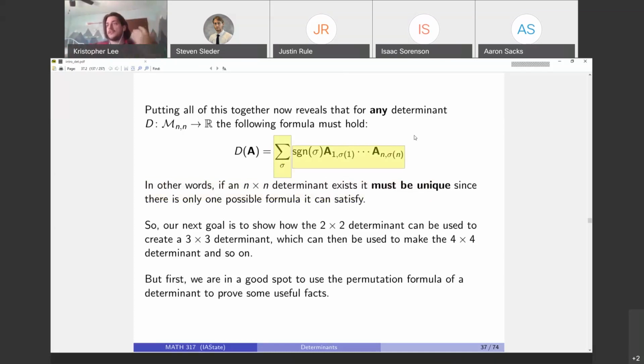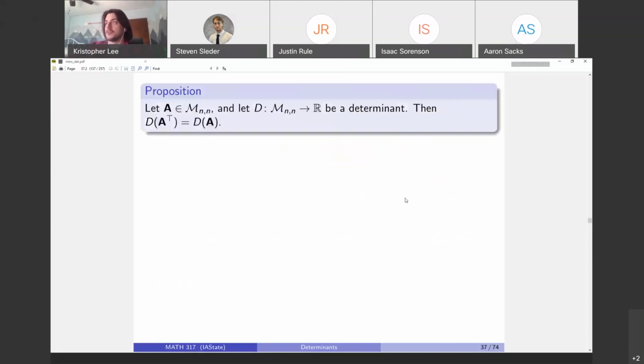Before we go on to verify the recursive definition, now that we've got this knowledge, you can actually use the permutation formula to quickly prove a couple of important facts about determinants. So let's do that before we discuss how you create the 3x3 determinant, and how you create the 4x4. Note that if we create a 3x3 determinant, it is unique. So we've proven uniqueness first, and we will soon show existence. But before we do that, let's use this permutation formula to verify a couple of facts about determinants.